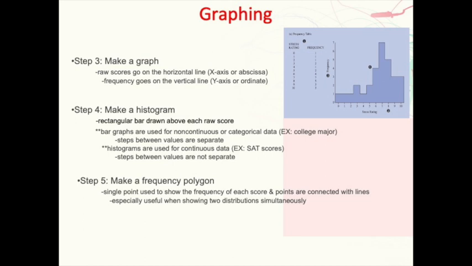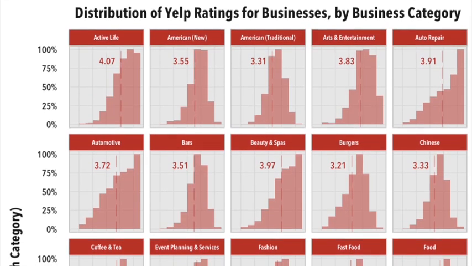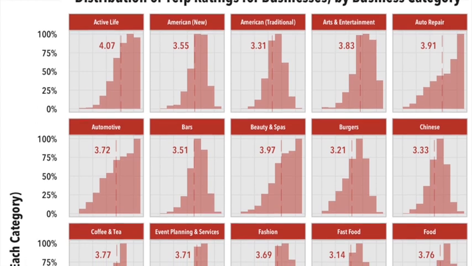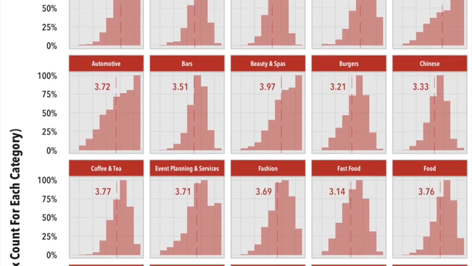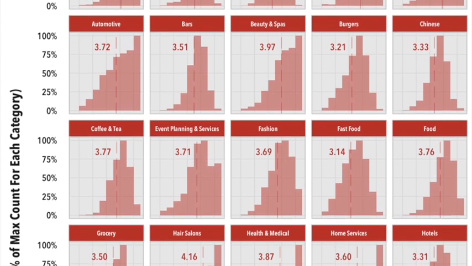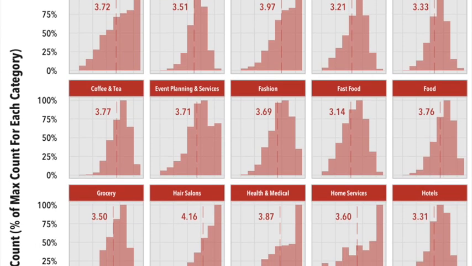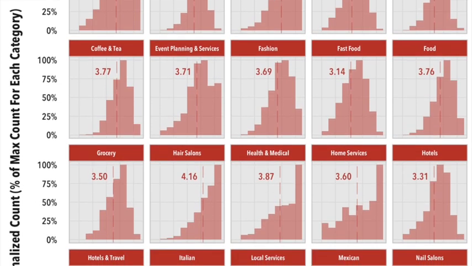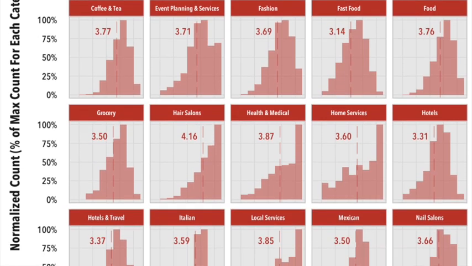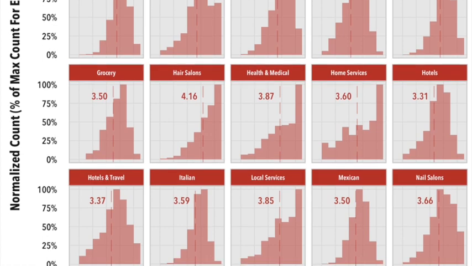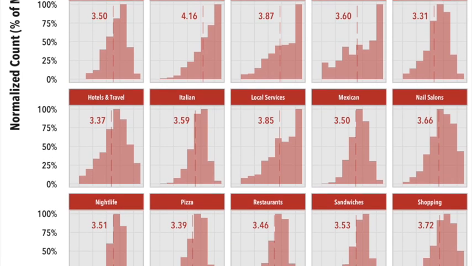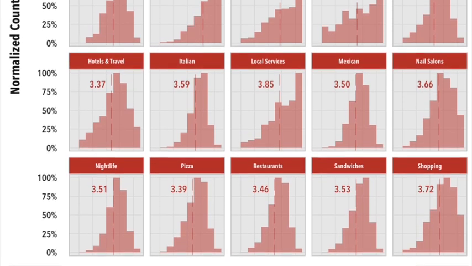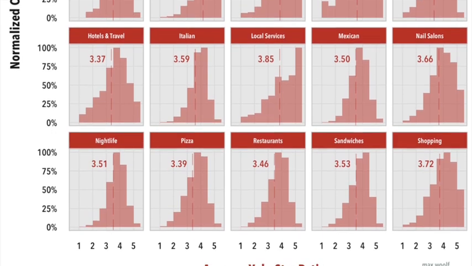Whereas bar graphs are used for non-continuous, or what's more commonly referred to as categorical or discrete data, because it's data that's collected in the form of words or categories. So college major, favorite football team. And on bar graphs, not shown here on this slide, the steps between the values are separate. So each bar stands on its own, and that represents a category or categorical data. So histograms are used for continuous data, like I said, SAT scores, age, temperature. And this is where the steps between the values are not going to be visually drawn as separate. So you would see it kind of all one continuous line like here on the histogram.